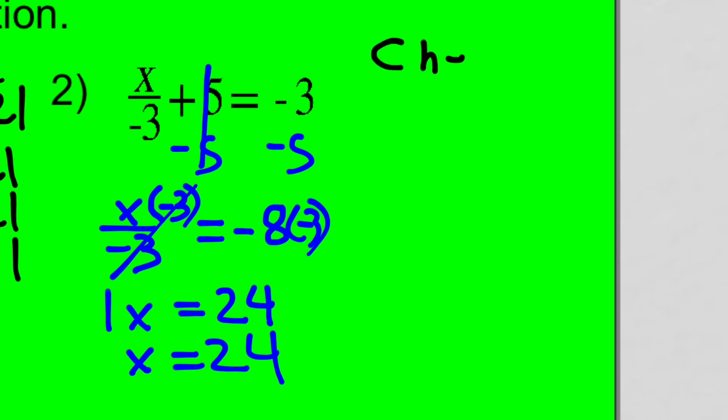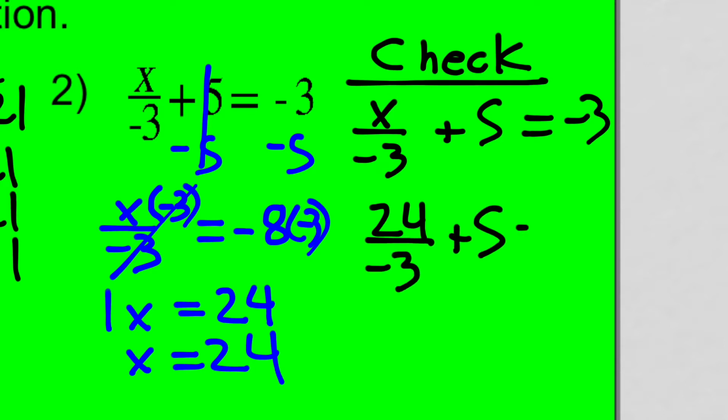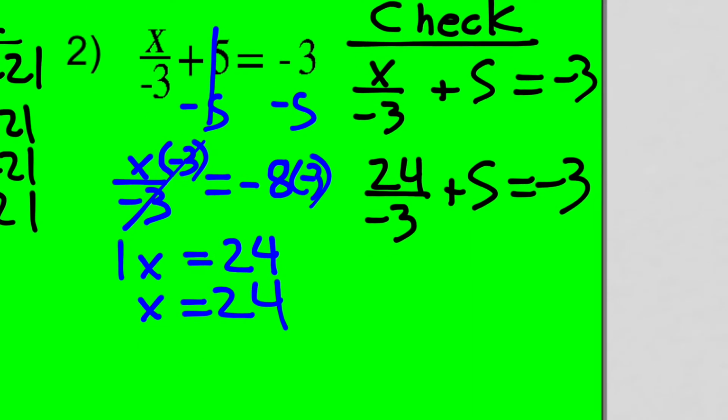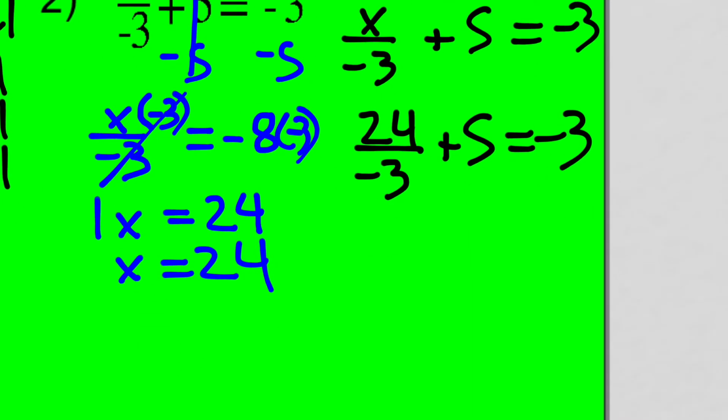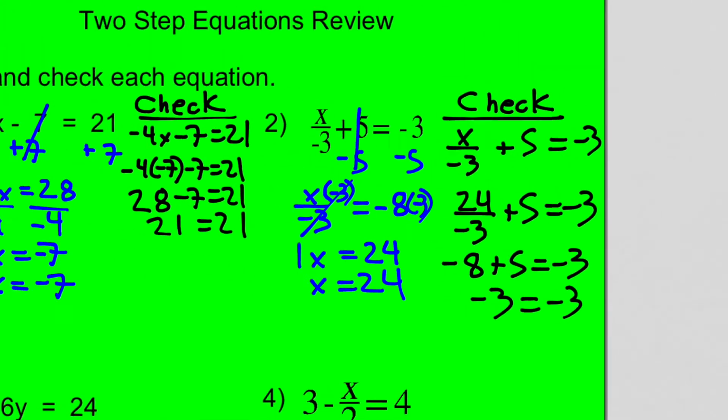The check. X divided by negative 3 plus 5 equals negative 3. Substitute in 24 for x. 24 divided by negative 3 plus 5 equals negative 3. 24 divided by negative 3 is negative 8. Plus 5 equals negative 3. And that is true. Both sides of the equation are the same.